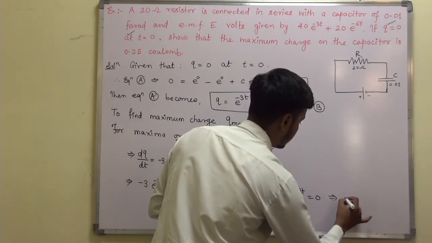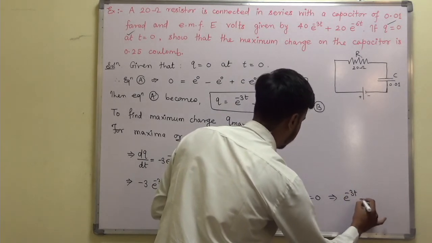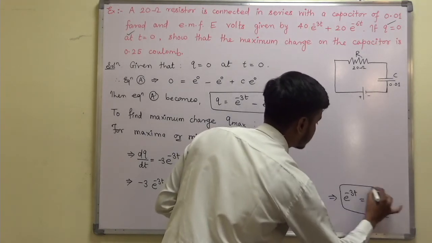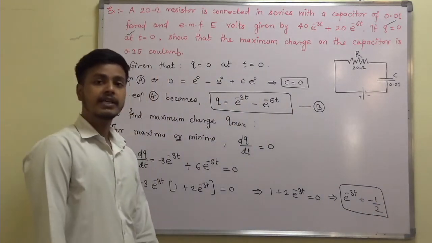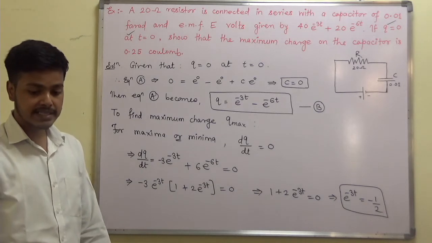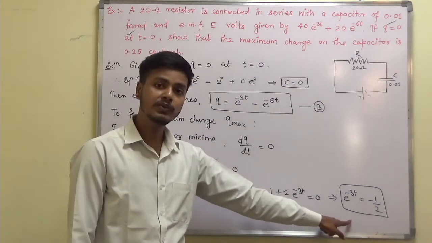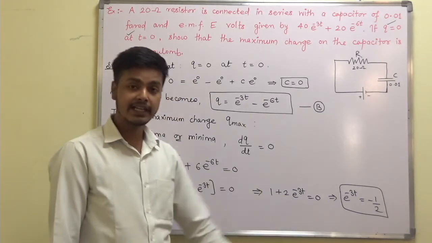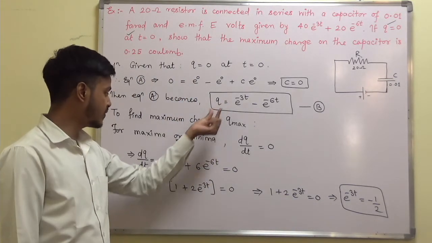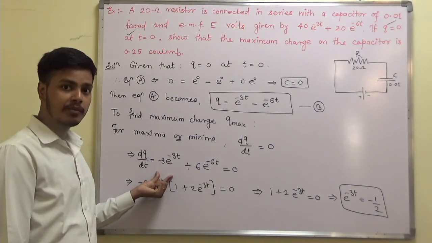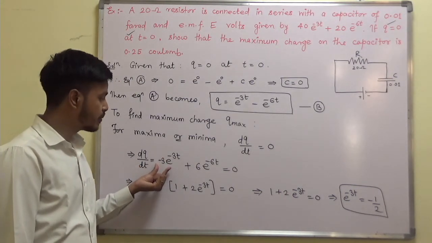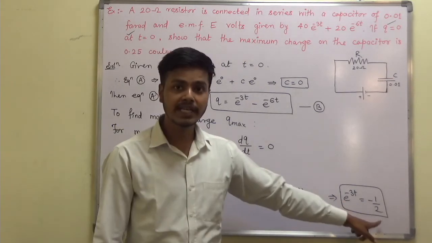This gives you e to the power minus 3t is equal to minus 1 by 2. So I am getting e to the power minus 3t is equal to minus 1 by 2. Now what I am going to do is find the second derivative of this. We already have the first derivative, so we just need to take one more derivative of this and put e to the power minus 3t equal to minus 1 by 2.